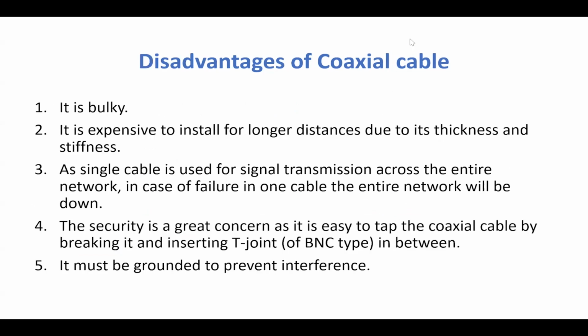So what is the disadvantage here? It is bulky. As you know, if it's a long distance, we have to use the thick net and it is very bulky. It is expensive to install for long distances due to its thickness and stiffness. As a single cable is used for signal transmission across the entire network, in case of failure in one cable, the entire network will be down. This is another problem, wherein in our twisted cable we had multiple cable options. But in coaxial cable, though it has a higher bandwidth and is less susceptible to interferences, it has a disadvantage that the entire network will be down in case of any issue.